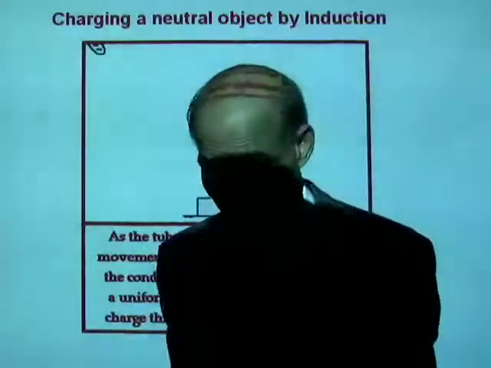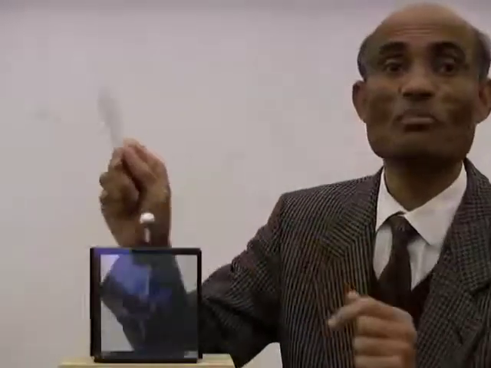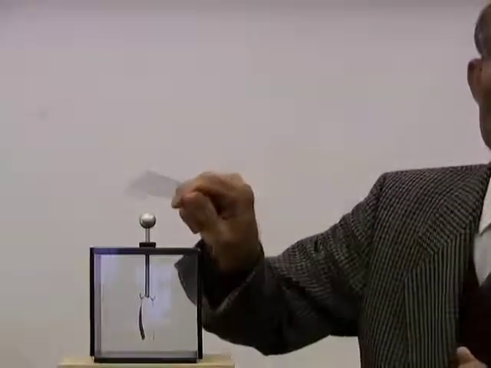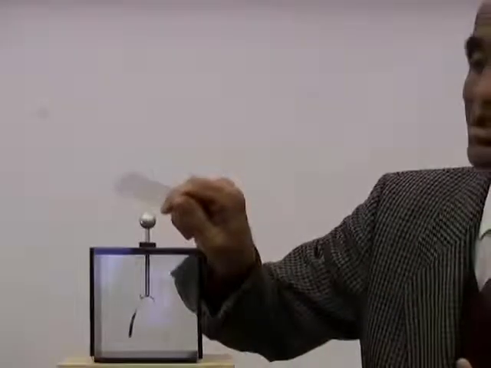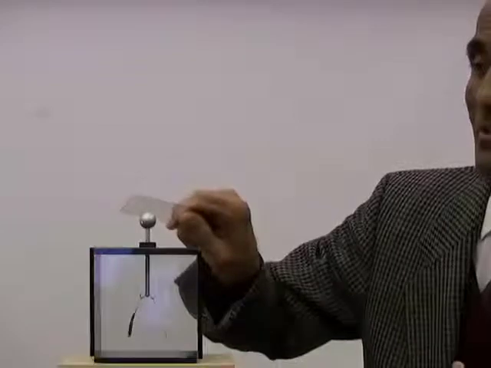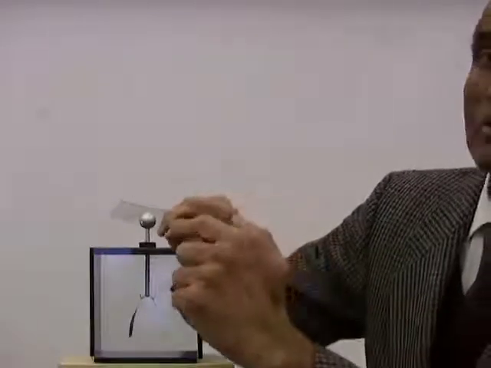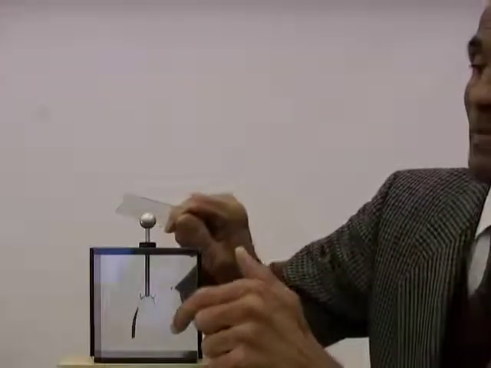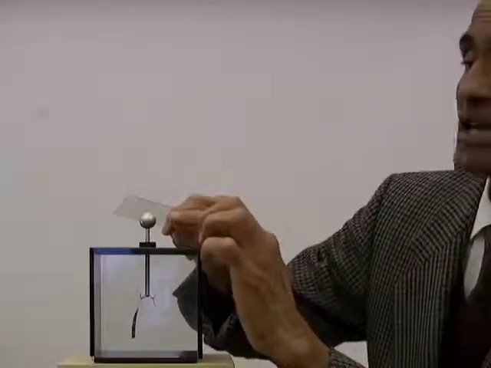Alright, now let me see if I can illustrate that over here. I want to charge this neutral electroscope by induction by using this negatively charged object. What's the first step? Bring the negatively charged object near the electroscope. You see, I haven't touched it, but look at the leaves diverging. Why? Because all the negative charges are drawn to the sphere, leaving the leaves positively charged.